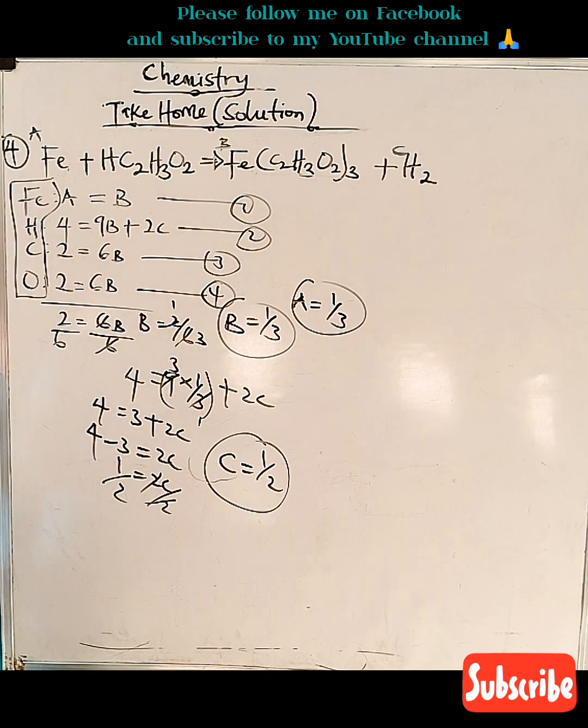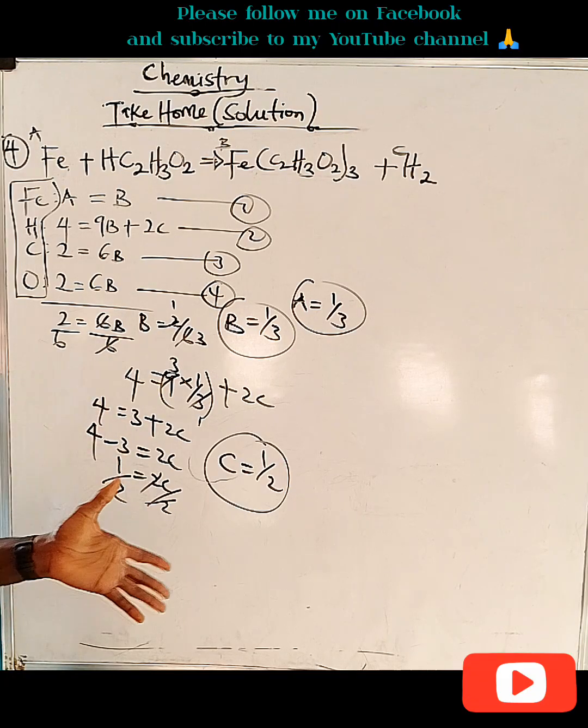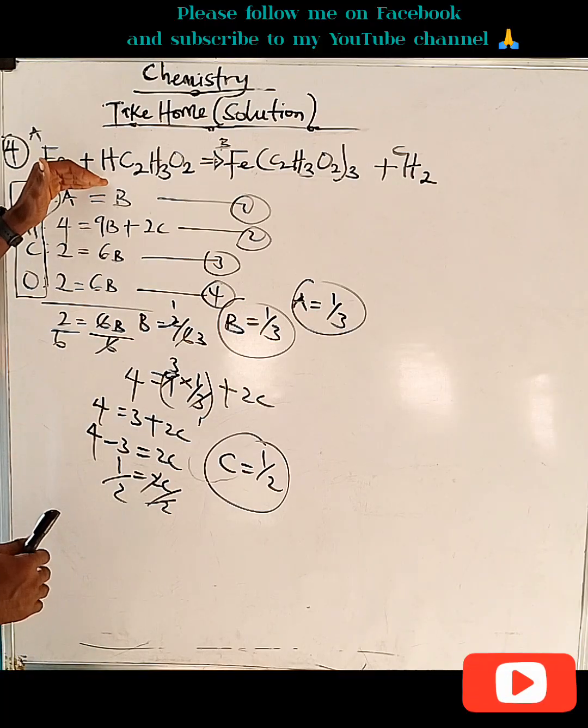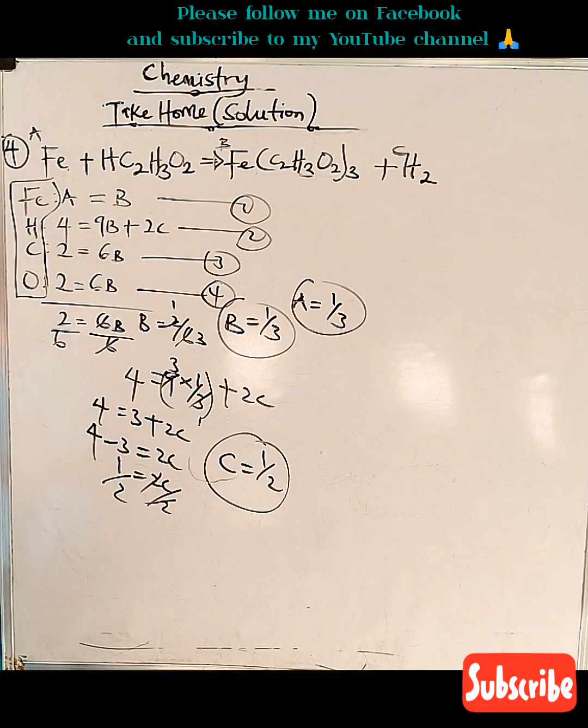A is 1 over 3. B is 1 over 3. C is 1 over 2. So the next thing we're going to do is fix all those coefficients right into this very equation. So A is 1 over 3.